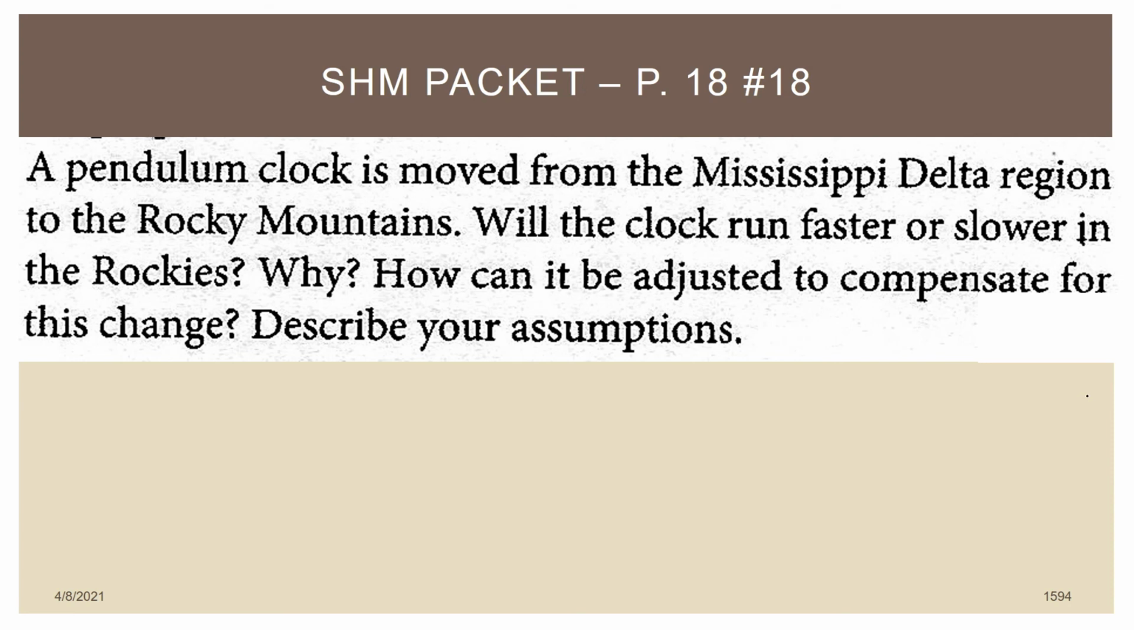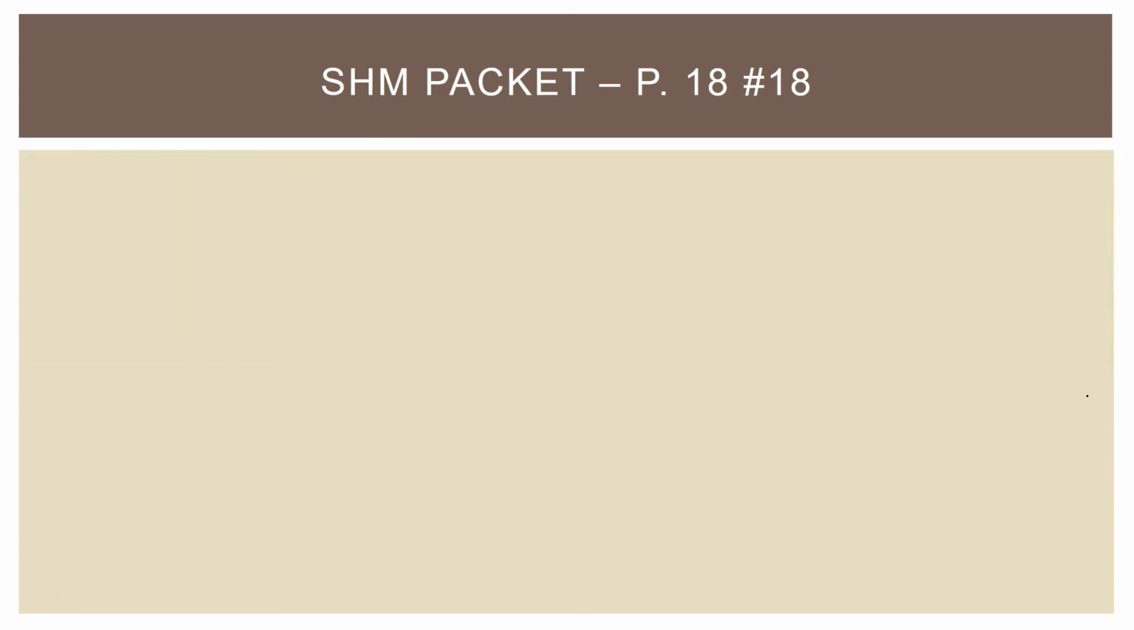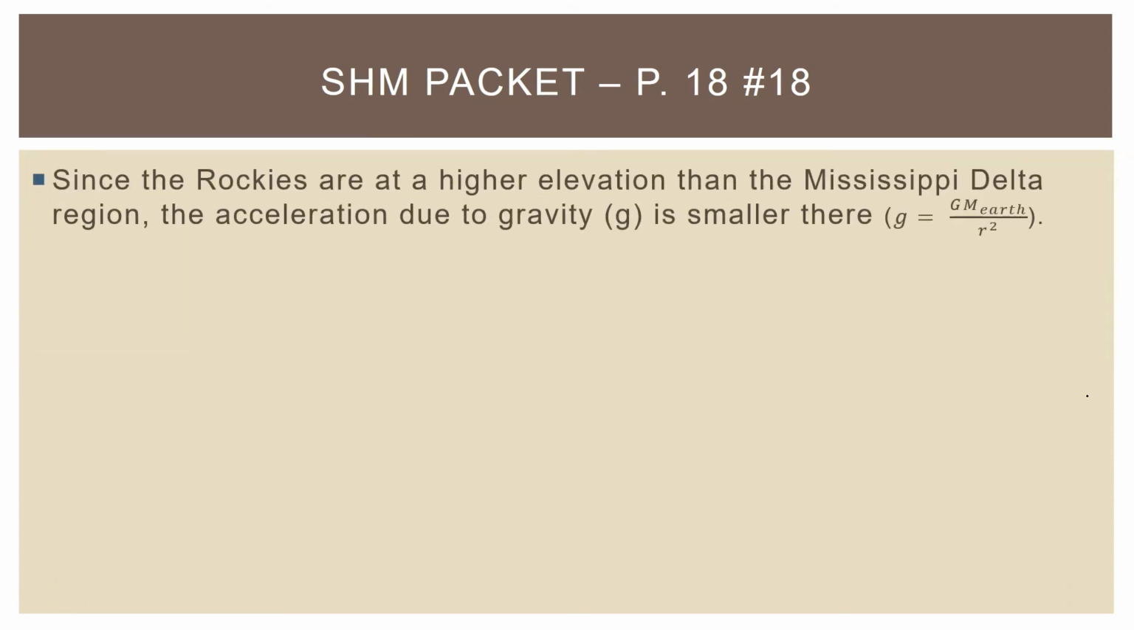Okay, so there are a number of things that we can say about this, but I think the first thing that we should say, and I want to take this answer in pieces, is since the Rockies are at a higher elevation than the Mississippi Delta region, right? Mississippi Delta region is by the river, it's at sea level. The acceleration due to gravity is smaller at the Rocky Mountains. Right? The equation for the acceleration due to gravity is GM over r squared. The distance from the center of the Earth is larger because it's up at the top of the mountain. And so the acceleration due to gravity is smaller there.